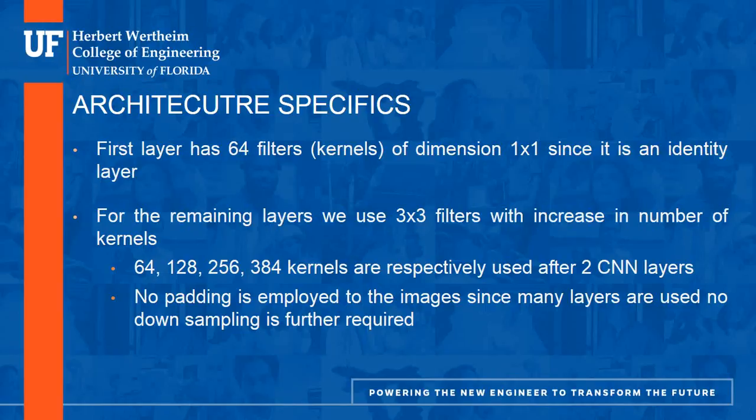Going into the architecture specifics, as said in the previous slide, the first layer has 64 filters, hence the depth is increased to 64 for the next output volume. Here we use 1 by 1 filters or kernels since it is just an identity layer. For the remaining layers we use 3 by 3 filters with an increasing number of kernels. Since we increase the number of kernels, the depth of the output from each layer keeps on increasing. So we use 64, 128, 256 and 384 kernels after every 2 CNN layers.